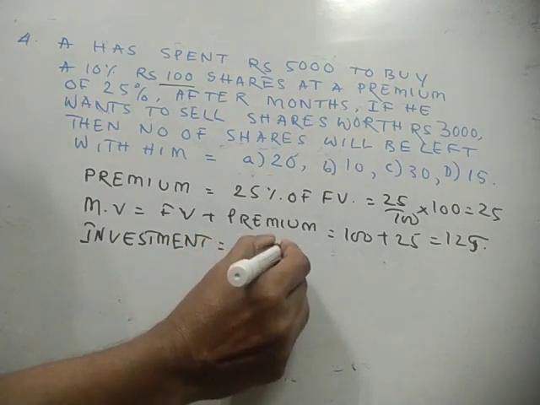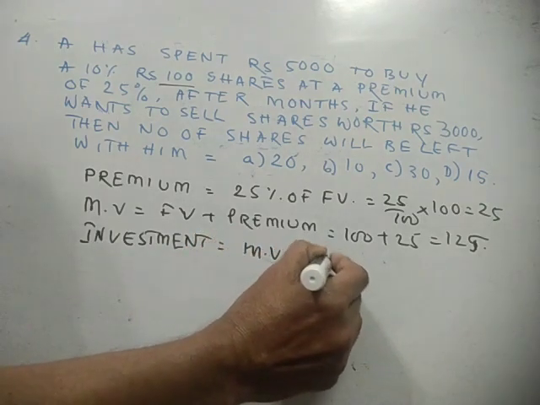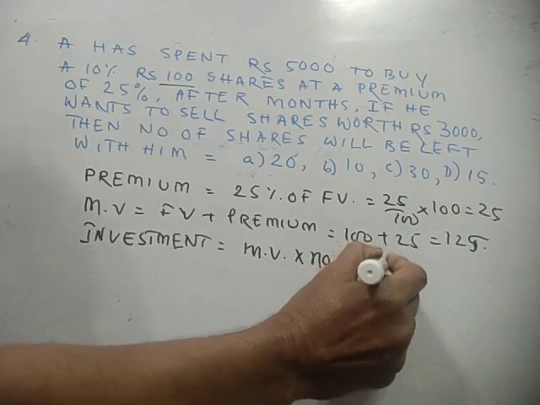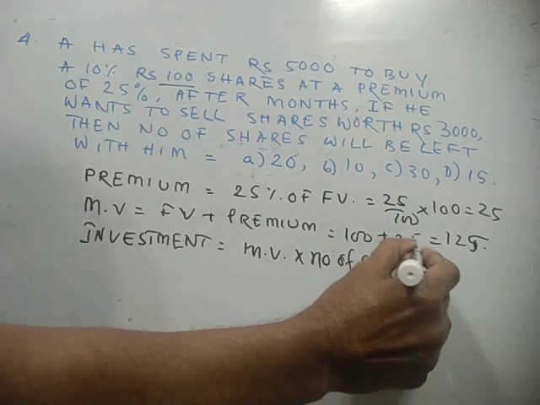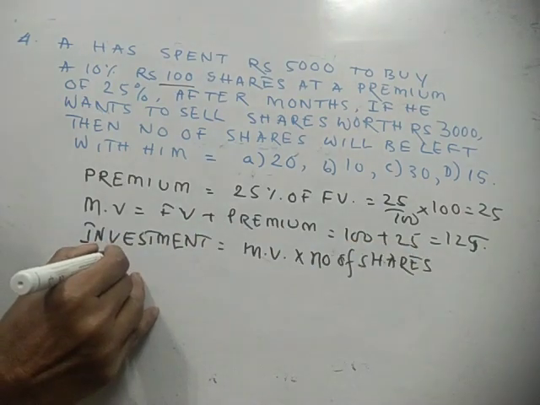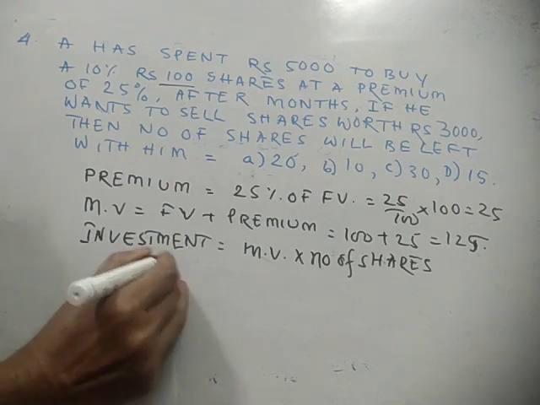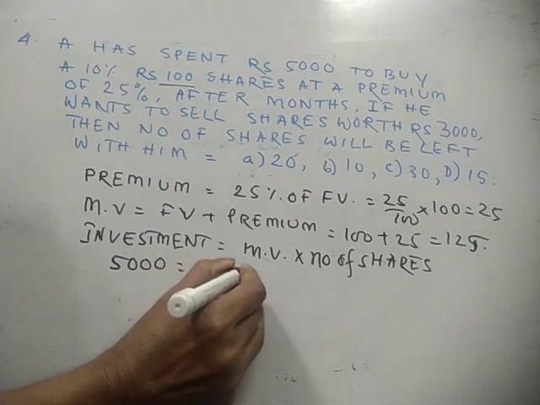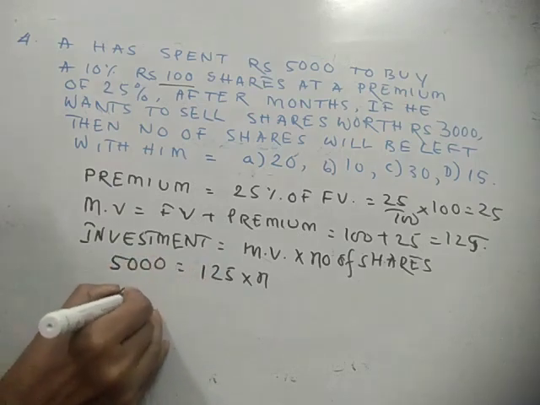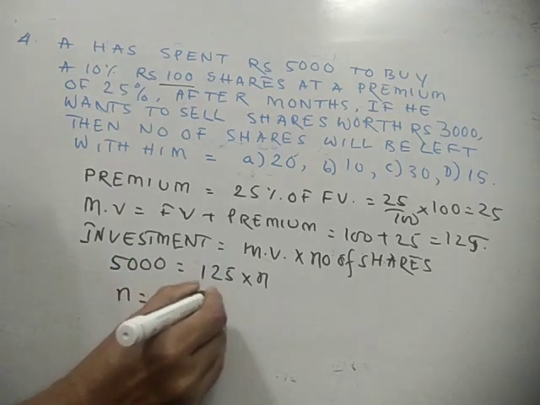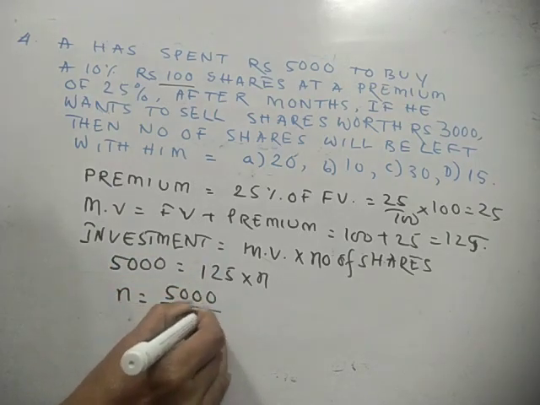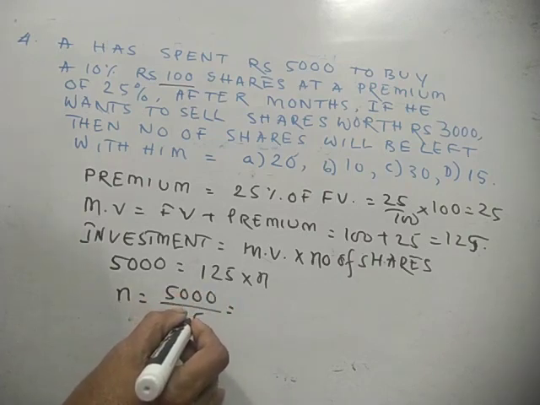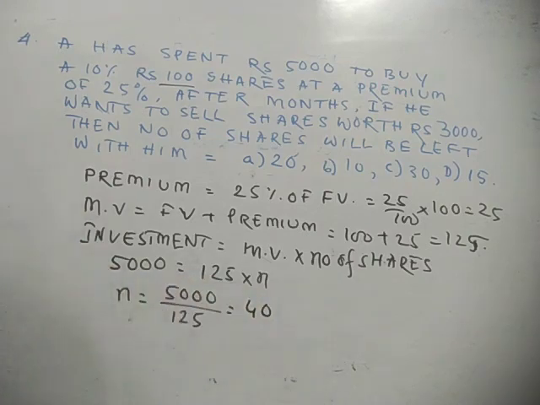Now the investment formula is MV, market value, into number of shares. He spent 5,000 rupees, so this is the investment. MV we found 125 into N number of shares, so N equals 5,000 by 125, so 40. So he has 40 shares. Initially he buys 40 shares.